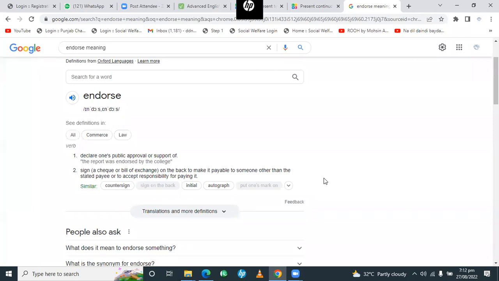You have to use that word as much as you can. But what is your way of learning? Why do you forget these words? Because you just learn the word endorse. Okay, what does that mean? Declare public approval. Okay, fine. I don't need to explore examples. I don't need to go and search this word more, right?